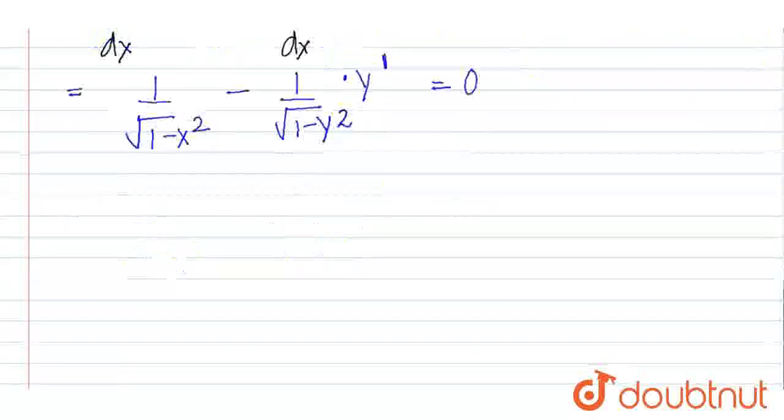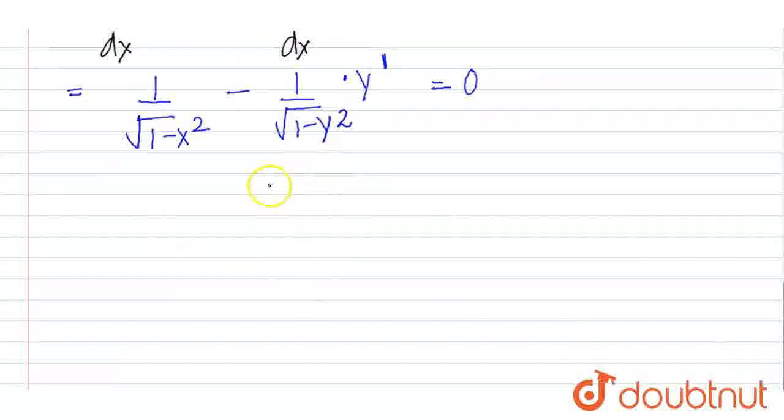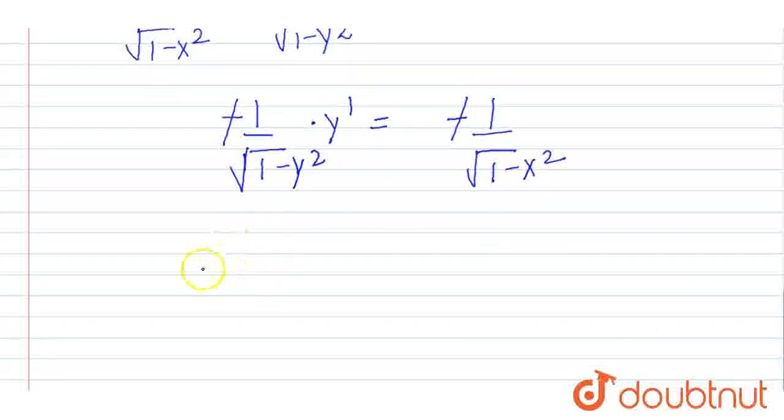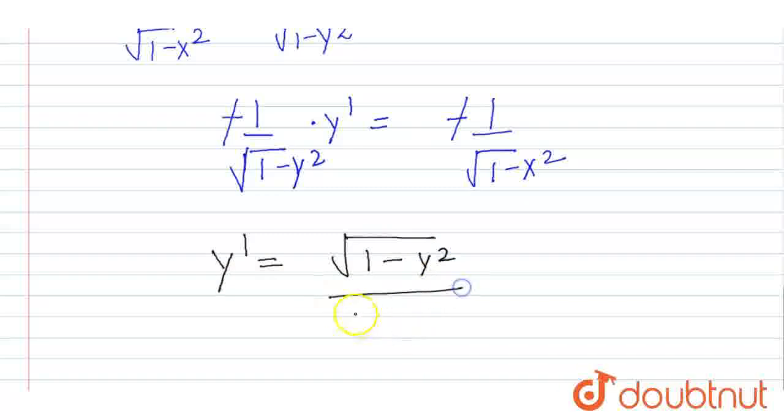Now what are we left with? We are left with y dash, right? So we can find out the value of y dash from here. Minus 1 over root 1 minus y square times y dash is equal to minus 1 over root 1 minus x square. So this minus and this minus got cancelled out, and in the last, y dash is equal to root over 1 minus y squared divided by root over 1 minus x square.